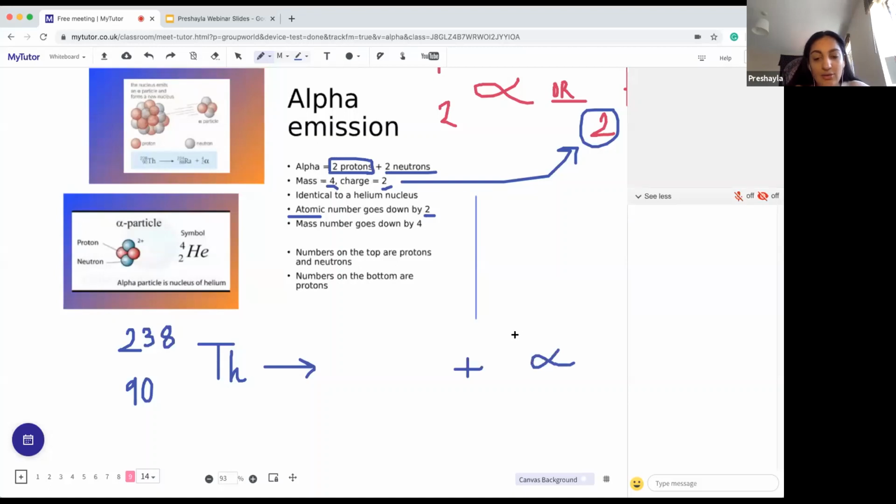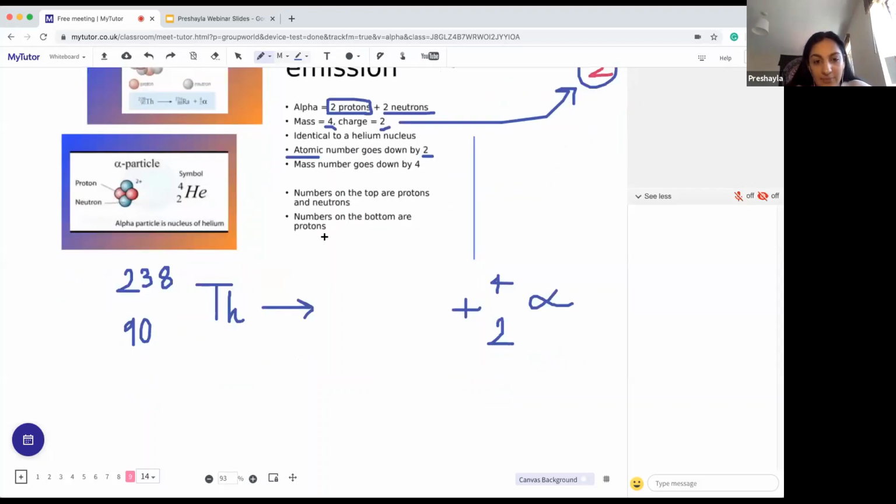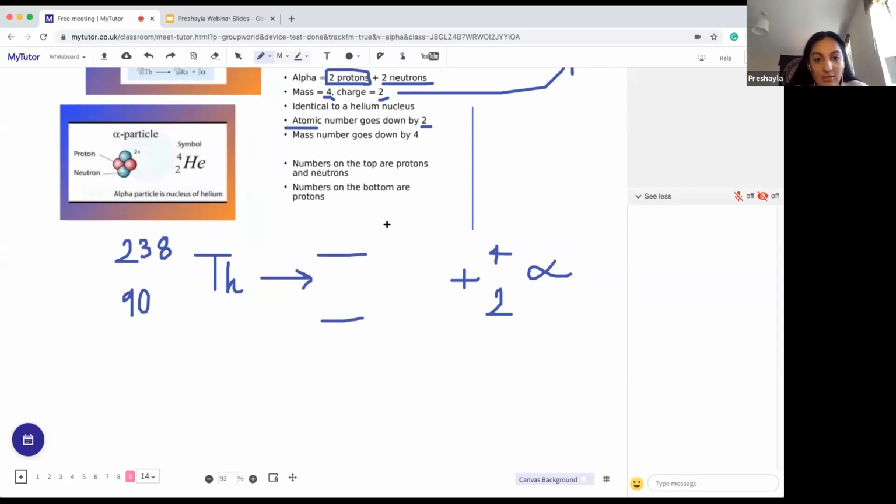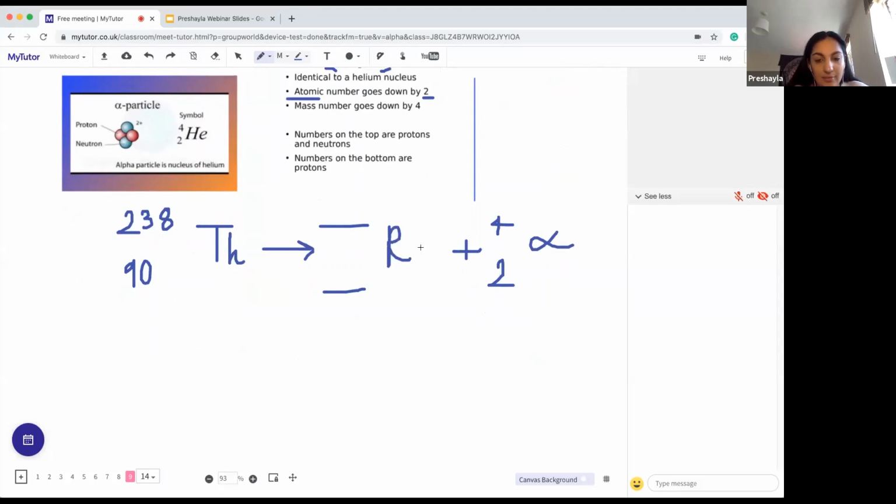Now we know that alpha has a mass number of 4 and a proton number of 2. So you can see that we're lining up the proton numbers and we're lining up the mass numbers. I want you guys to have a think. What might go here and here for our new element, radium? The left-hand side needs to equal the right-hand side. So what might be the new mass number and what might be the new proton number? Put your answers in the chat.